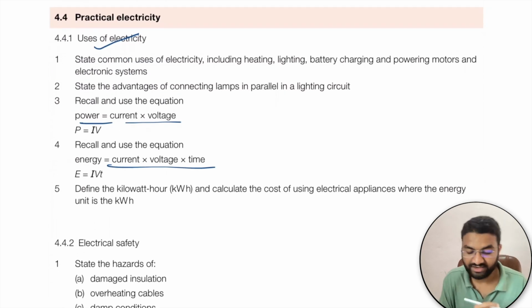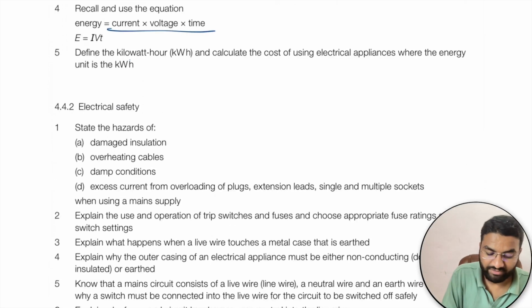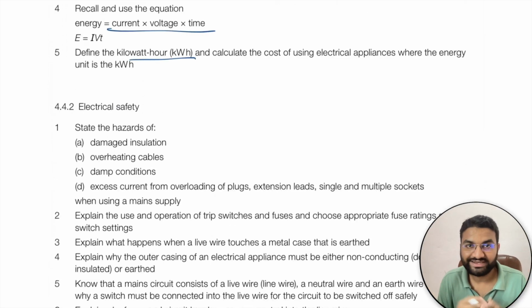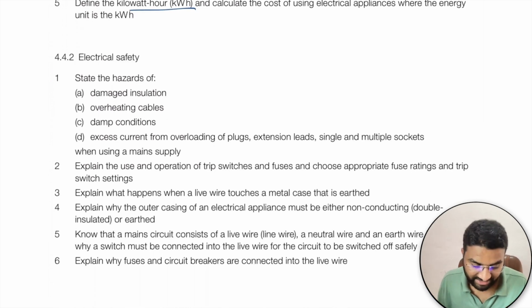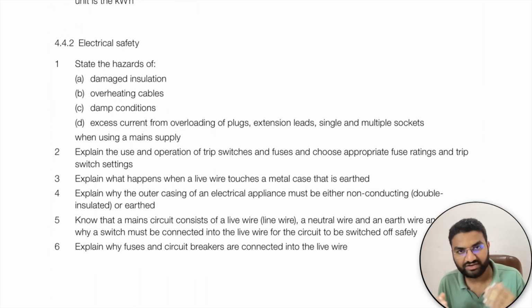Energy is equal to current times voltage times time. We also have to understand the kilowatt concept, and calculate the cost of using electrical appliances. Then electric safety measures: damaged insulation, overheating, damp. Even here we have to understand the earthing concept as well.